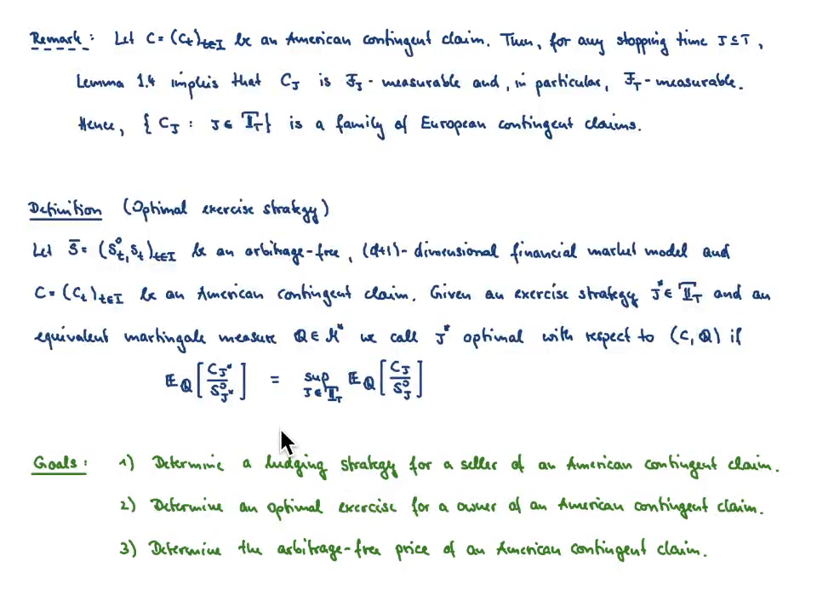So, and here it's clear what should be an optimal exercise strategy. Well, if I give myself an arbitrage-free financial market model, again consisting of this risk-free security S_0 and the prices of d risky securities S_t, and I give myself an American contingent claim and an exercise strategy, which I denote here by tau star, taken from the set of all exercise strategies, meaning of all stopping times which are bounded from above by capital T.